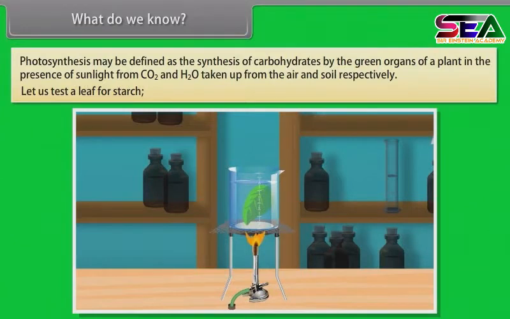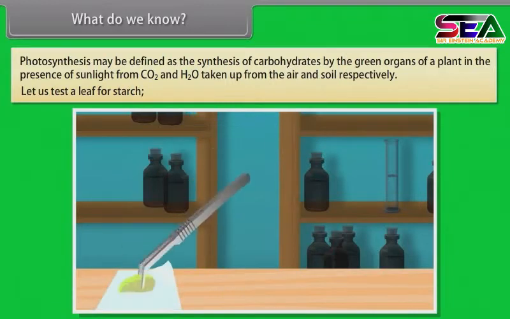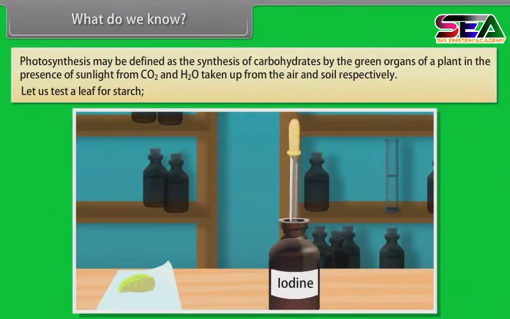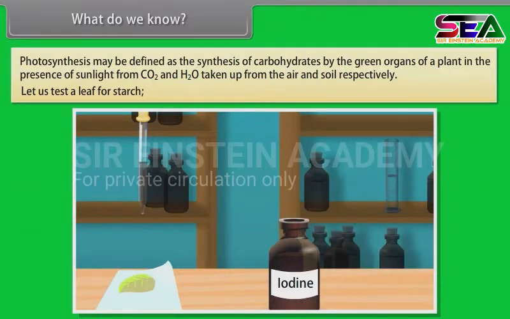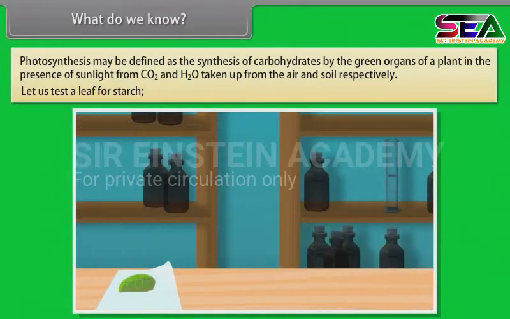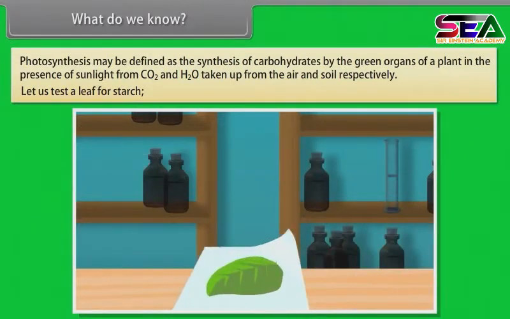Boil for 2 minutes. After that, place the boiled leaf in a boiling tube containing 90% ethanol. Now place the boiling tube in hot water until the leaf decolorizes. Now remove the leaf and wash it with cold tap water. Now spread the leaf on a white surface. Add a few drops of iodine solution on the leaf and the leaf turns dark blue, which indicates the presence of starch and also proves that photosynthesis occurs.